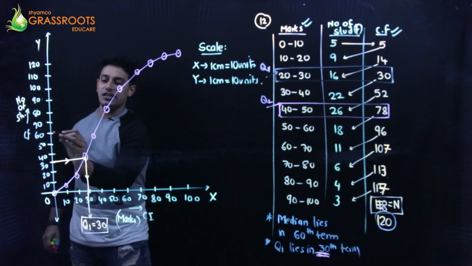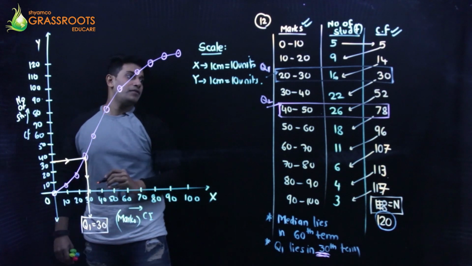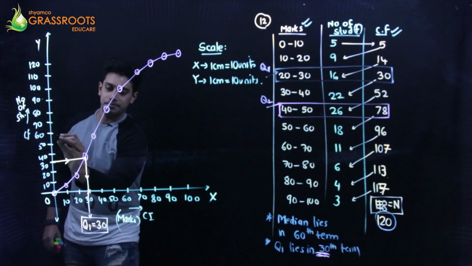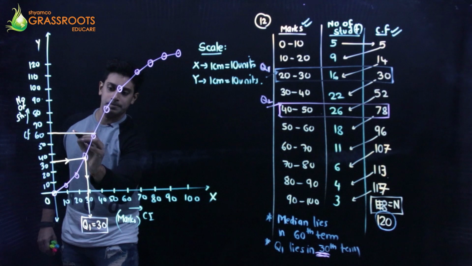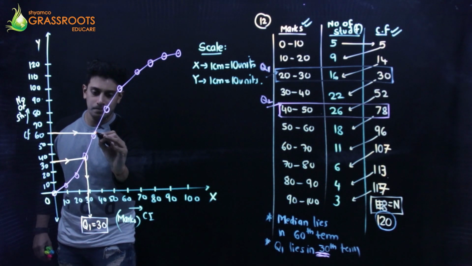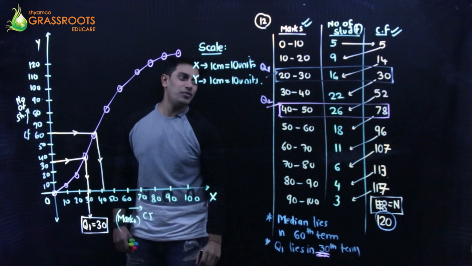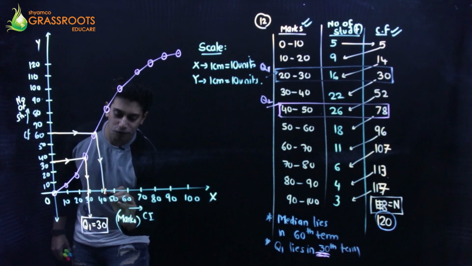Trace down from 60 this way. The answer should definitely be between 40 to 50. It will be somewhere out here, approximately 42.